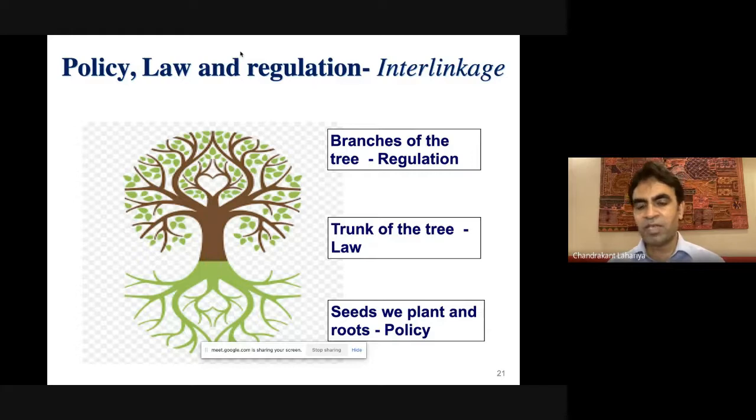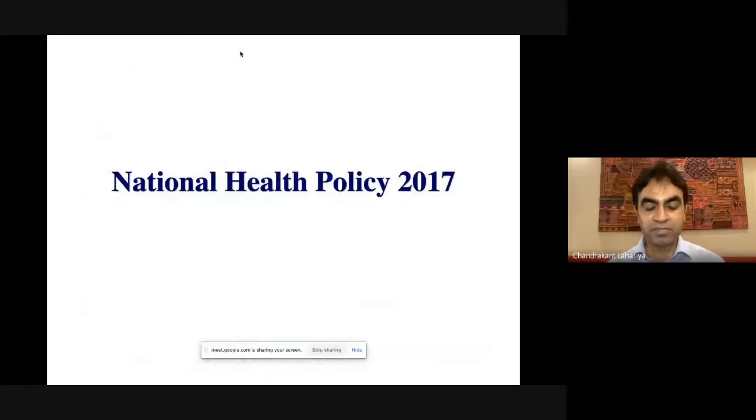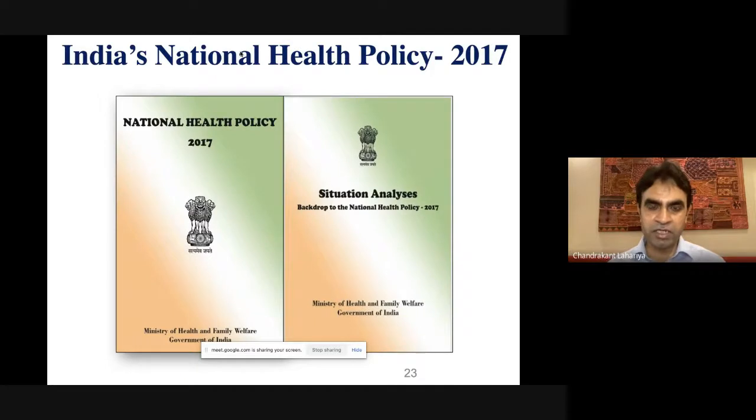So that's a fairly good description, though people can come up with their own description. Now coming to the last two parts, and one is the National Health Policy of India. India formulated National Health Policy 2017. This is the most recent one.